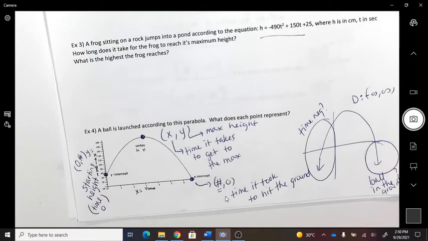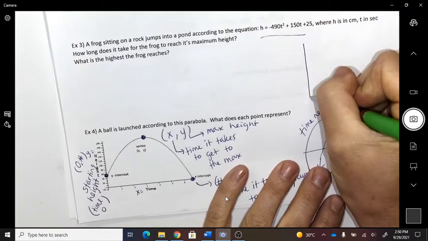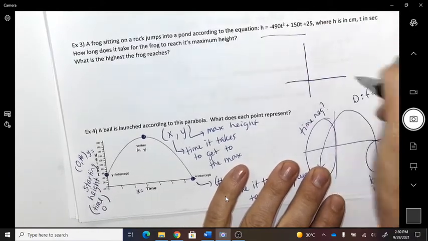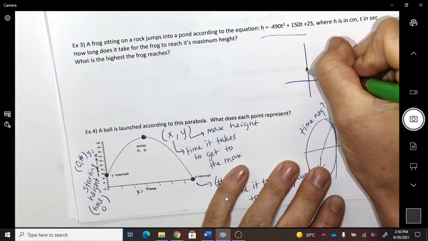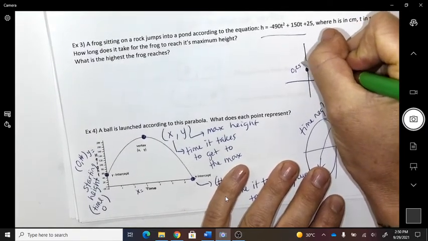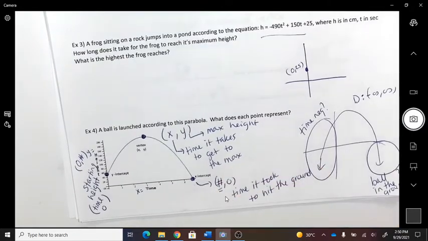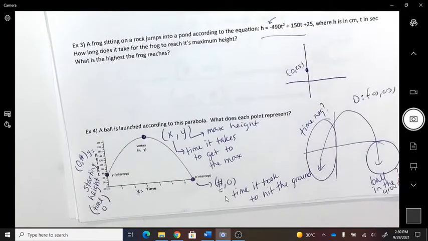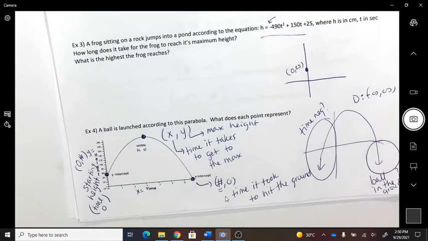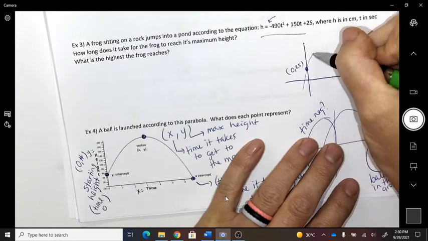You can put 25 to the other side. We can put the 25 where? On the y-intercept. That's a quick thing I know. And I also know something else quick. And here's your hint. Going down. It's a parabola heading down.